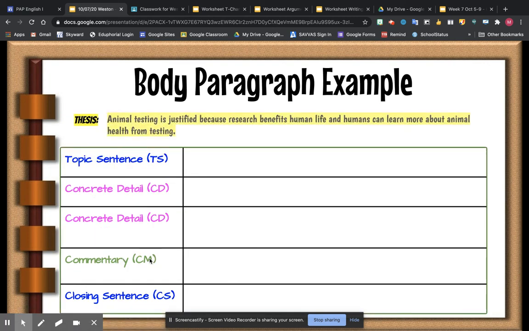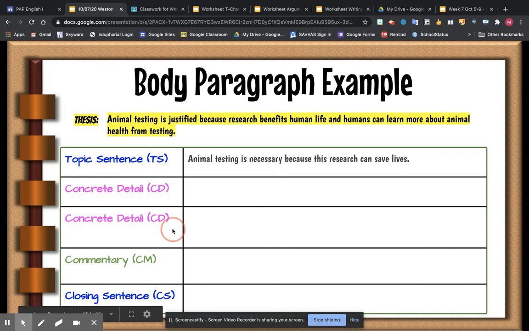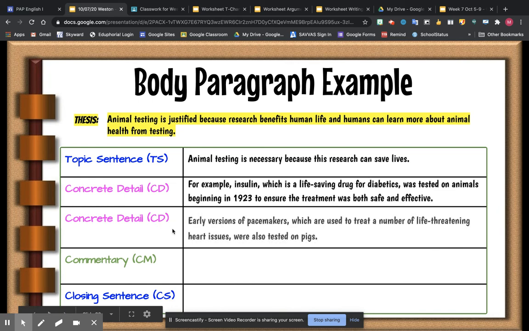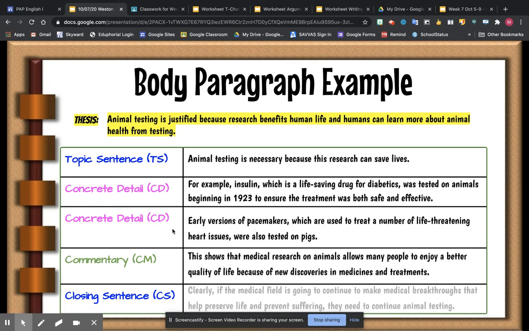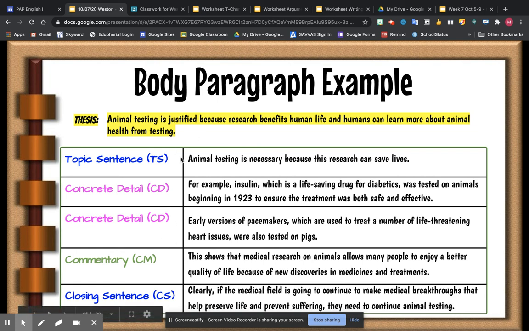Okay, so again, we've already done this. This was just like taking it and putting it into the graphic organizer. So in our T-chart, we wrote our topic sentence, we had our 2 concrete detail sentences and our commentary, we just took it and plugged it right into this graphic organizer.